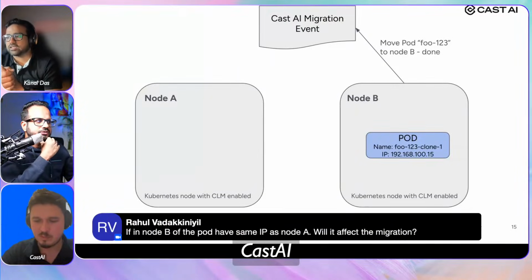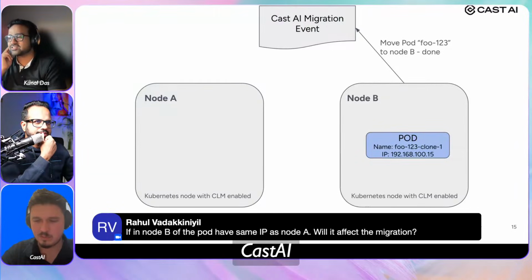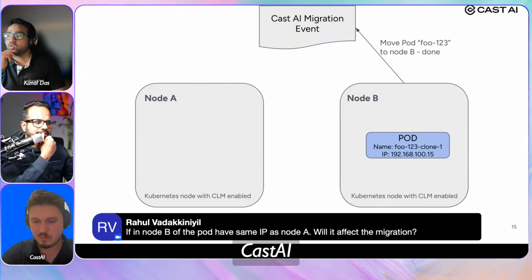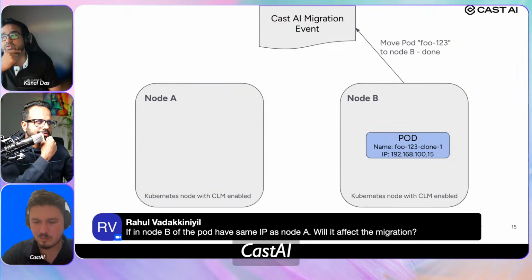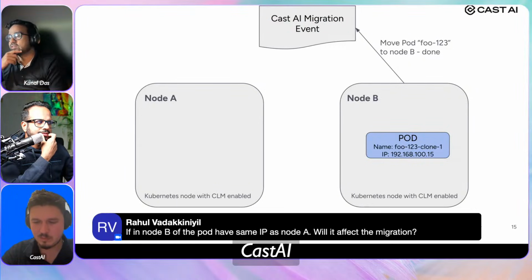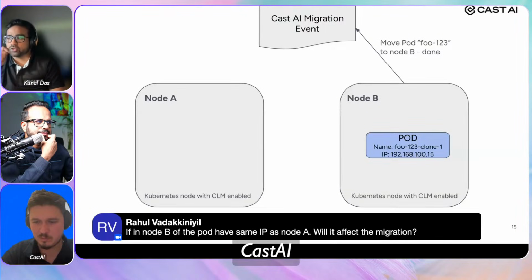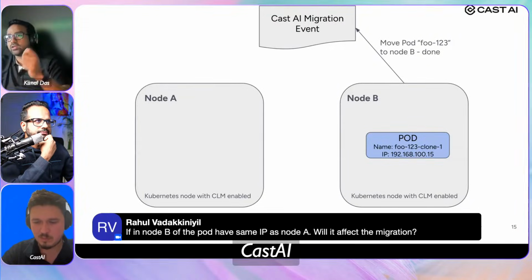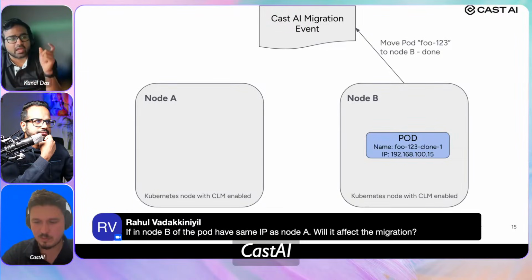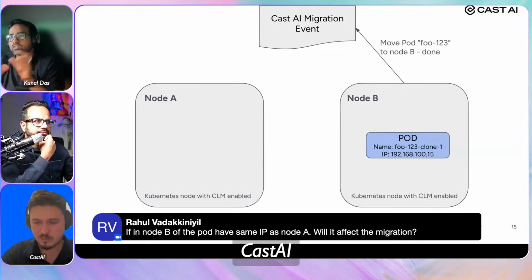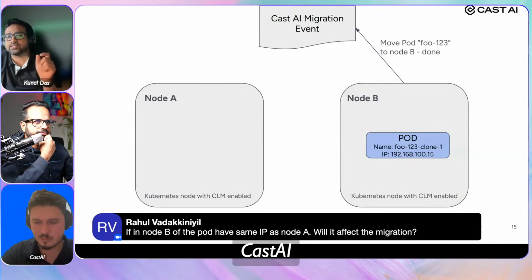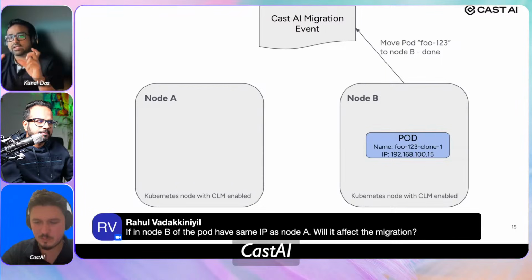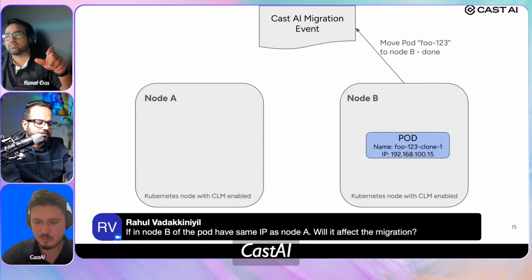Awesome. I said thanks. And Rahul's question: I just wanted to see if the pod in node B has the same IP as node A, will it affect the migration? No. We do it very smoothly. What I mean by smoothly is the moment we create a new pod and the moment you kill the other one, the switchover time is very small. It's so seamless that packet drop will not happen. And the moment it gets killed, we'll have the new IP here.